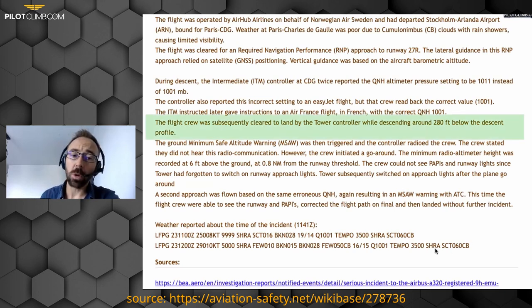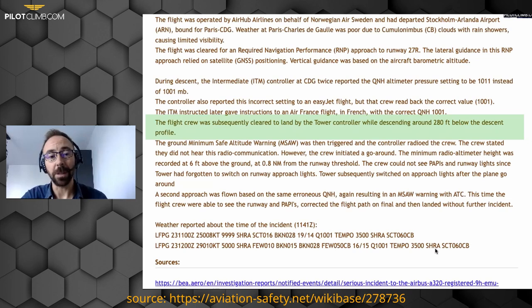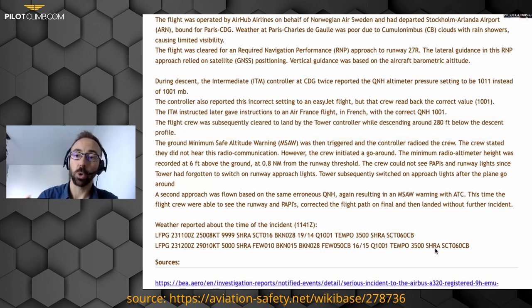Then, the flight crew was cleared to land by the tower controller while descending around 280 feet below the descent profile. What I want to make sure you understand here is that the flight crew was not aware of this difference in the path, okay? They were not aware that they were 280 feet below the profile because they were using a different pressure reference. They thought they were on profile. And 280 feet is the difference in feet that you get if you set 10 hectopascal of difference on your pressure reference in the altimeter.